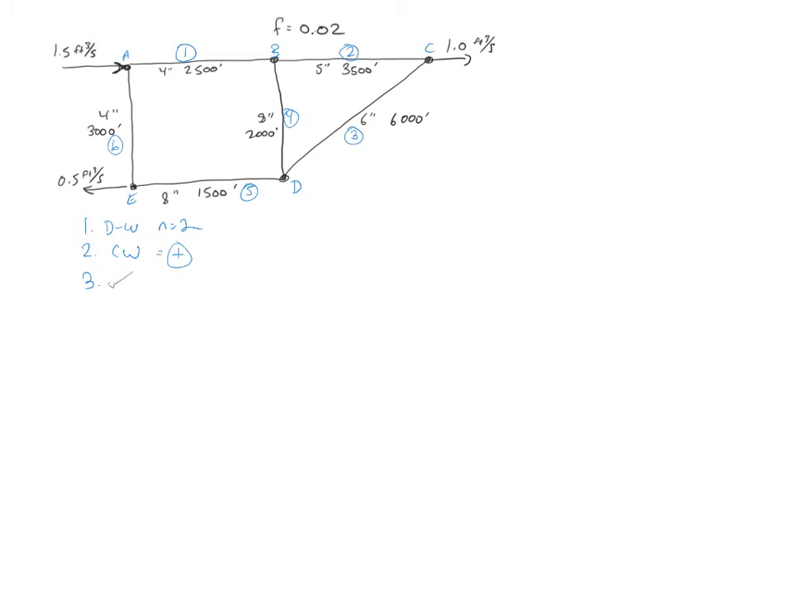Step 4, we want to assign our loops. So we're going to have 2 loops, loops 1 and 2, Roman numeral 1 and 2. 1 is going to look like this on the left hand side. 2 is going to look like this.